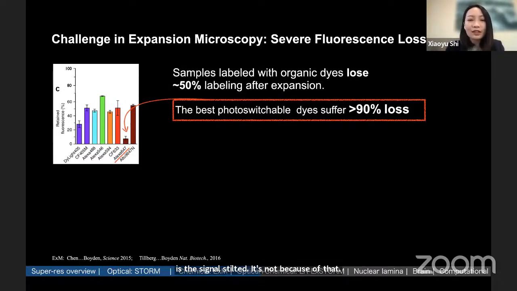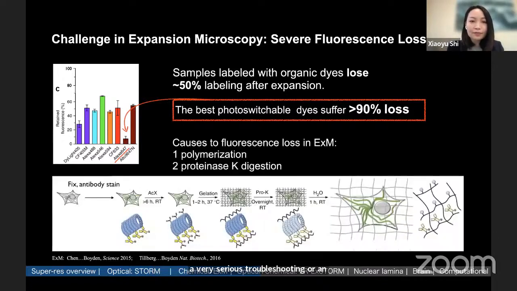And the worst thing is the best photo switchable dye, which is used in STORM or PALM, and sometimes instead is suffering the most fluorescence loss, by about 90% loss. That means after the whole procedures of expansion, digestion, you end up with no signal. So we were pretty disappointed by this. We didn't expect this would be a very serious troubleshooting or an independent long project.